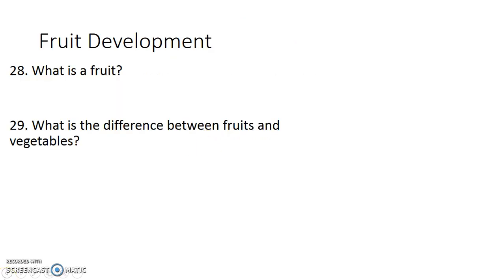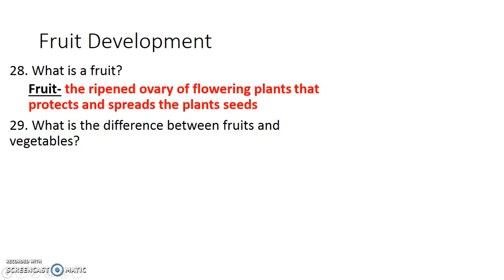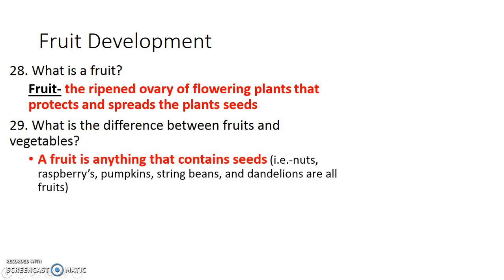So, first, fruits and vegetables. What's a fruit? Botanically speaking, a fruit is a ripened ovary of a flowering plant that protects and spreads plant seeds. The fruit, in a completely plant sense, is a well-developed plant ovary. When you eat a fruit, you're eating a well-developed plant ovary. The seeds inside of a fruit, which is what makes a fruit, are actually what used to be the eggs inside the ovary. The difference between fruits and vegetables is that fruits are anything that contains a seed.